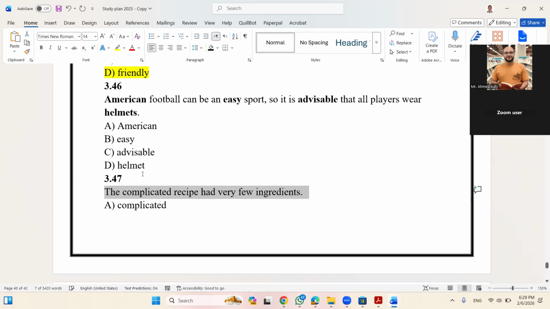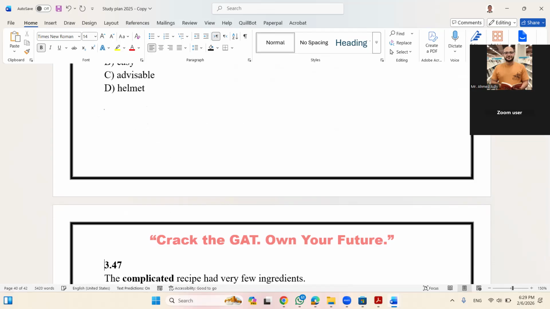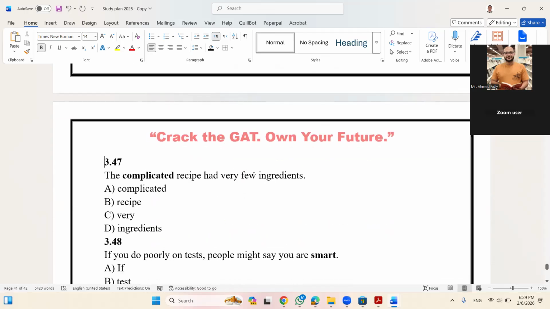Next. The complicated recipe had very few ingredients. Complicated is wrong. I think you made this question in one of the tests, right? The easy recipe had few ingredients. Wow, perfect. The complicated recipe becomes the easy, the simple.